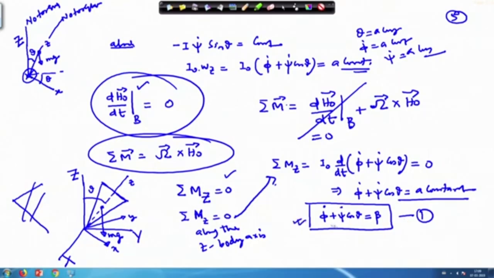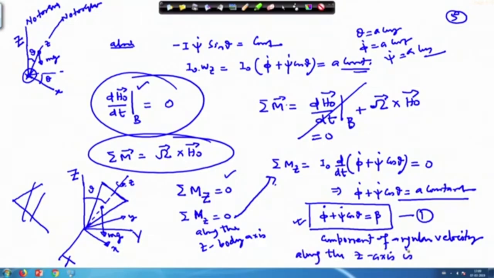So, this is the one relationship we are having. This simply says that along the z axis, the component of angular velocity along the z axis remains constant. So, it is not changing.